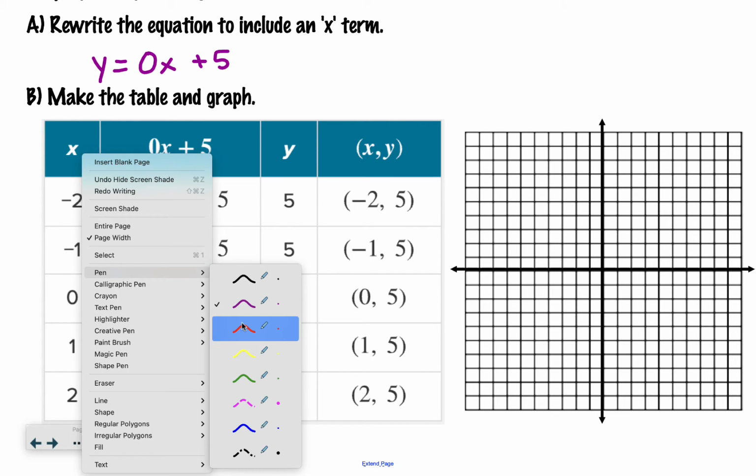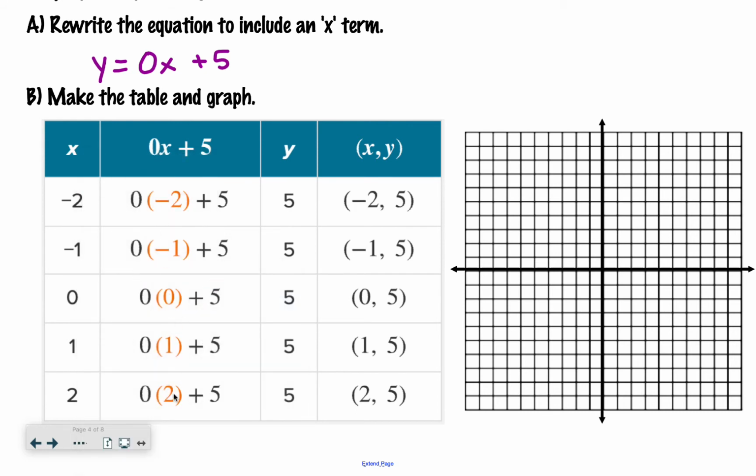You can see that no matter what number I plug in, 0 times anything is 0, and 0 plus 5 is always going to be 5. So if I plot this graph, -2, 5, -1, 5, 0, 5, 1, 5, and 2, 5, you can see it makes this horizontal line. Okay, so whenever you have y equals a number, you get a horizontal line.